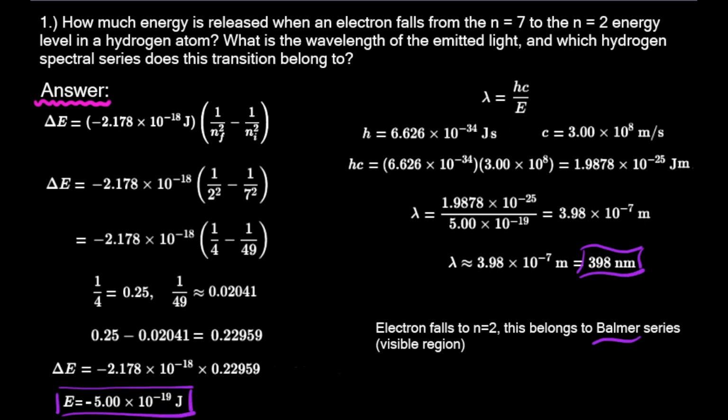The negative sign tells us energy is being released, so the energy of the photon is 5 times 10 to the negative 19 joules.